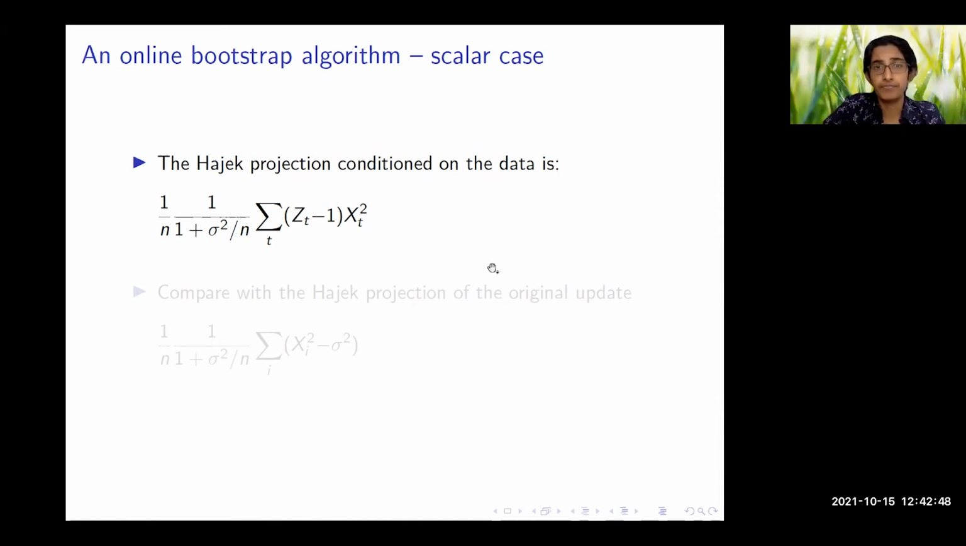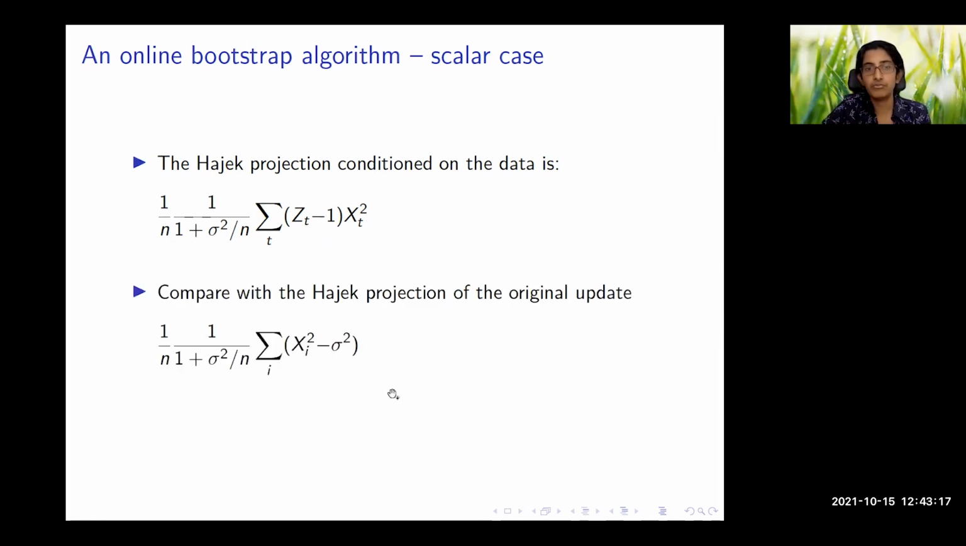So if you do look at the Hajek projection, it is going to be conditioned on the data, because in the Bootstrap world, data is fixed, and the z's, the normal multipliers, those are random. I don't know if you remember when we talked about Bootstrap consistency, we basically said condition on data, find me the CDF of the Bootstrap statistic. Okay, so if I condition on my data, this is what I get. And if you compare with the Hajek projection of the original thing, this is what it looks like.